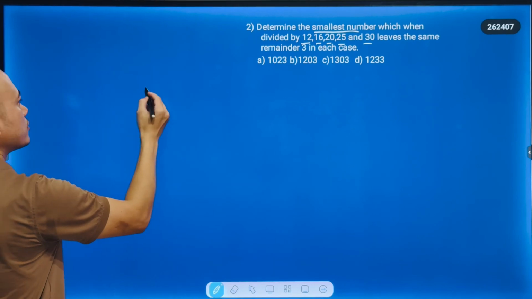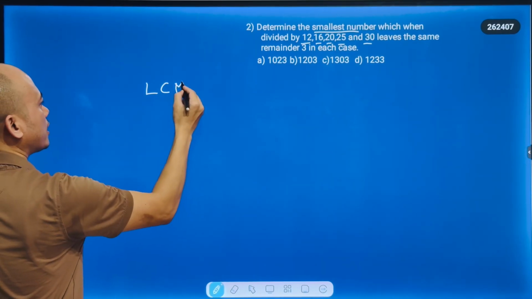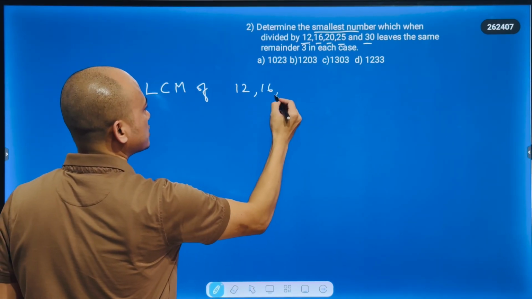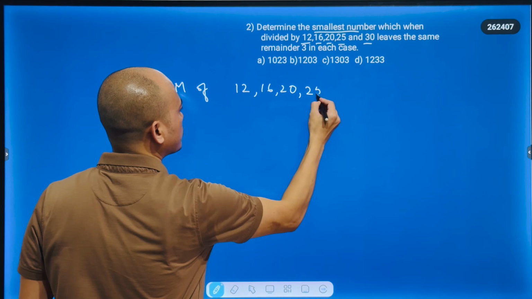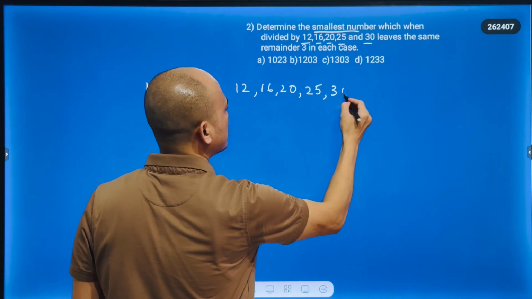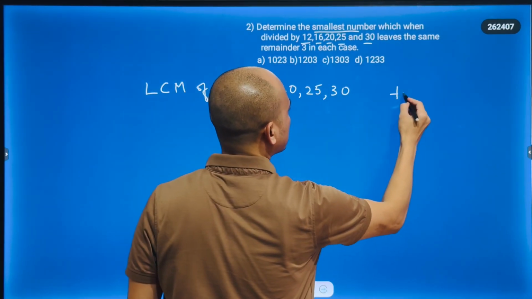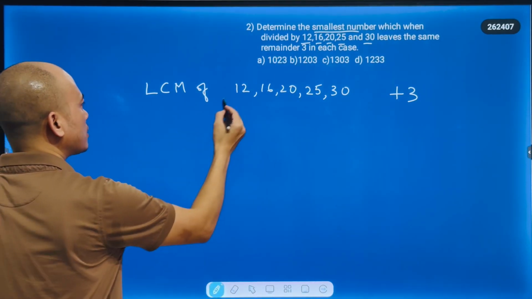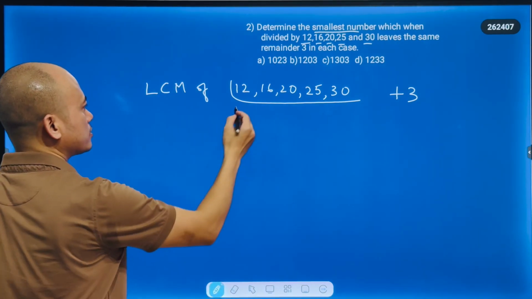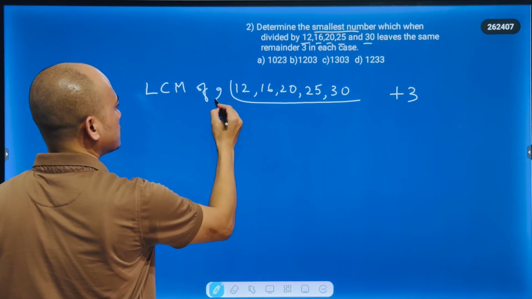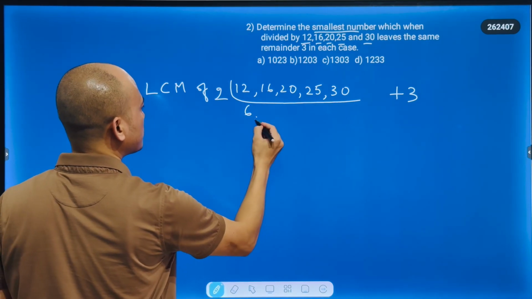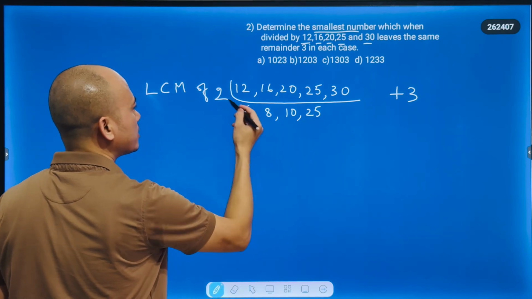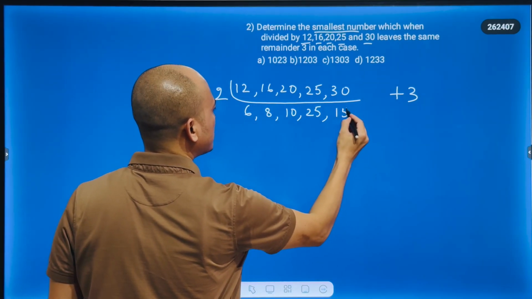So what we have to find here is the LCM of 12, 16, 20, 25 and 30, and then we have to add 3 to it so that the remainder is 3 in each case. So let's find the LCM of these 5 numbers. First let's try 2: 2 6s are 12, 2 8s are 16, 2 10s are 20, 25 stays because it is not divisible by 2, and 2 15s are 30.